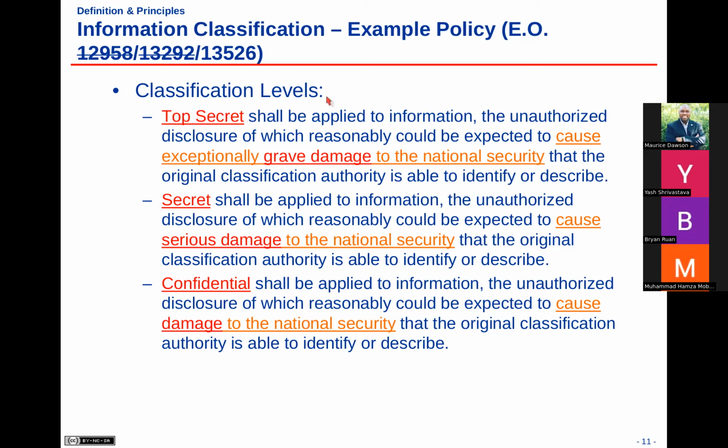All right. So here is showing levels. Here is top secret information. Again, it's showing an executive order that comes from the president's office or somebody up high. Top secret shall be applied to information, the unauthorized disclosure of which reasonably could be expected to cause exceptionally grave damage to the national security that the original classification authority is able to identify or describe. Secret, serious damage, right? So grave, serious, and then confidential is just damage. No one's going to die, but with secret, you can cause loss of lives and stuff like that.